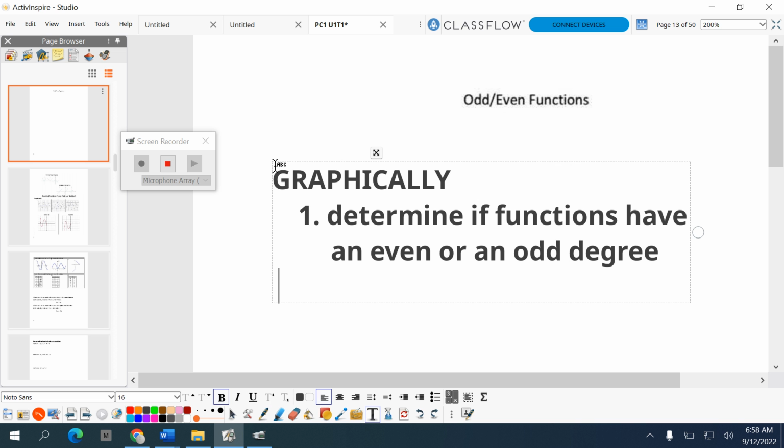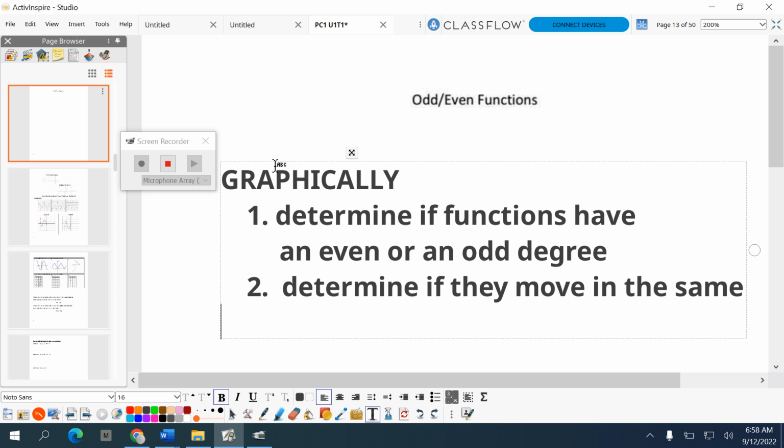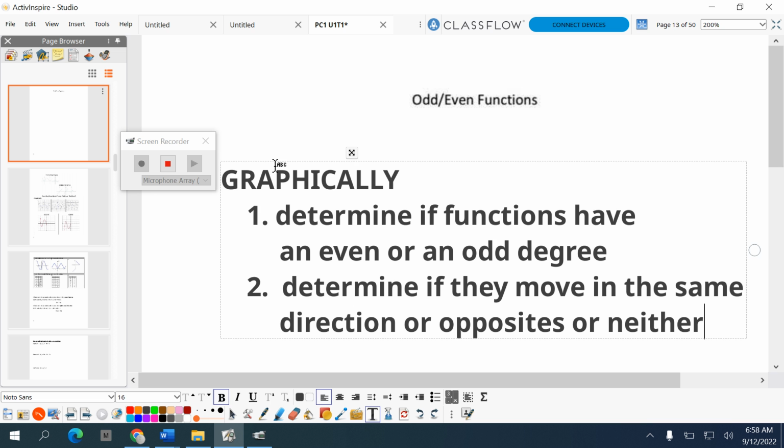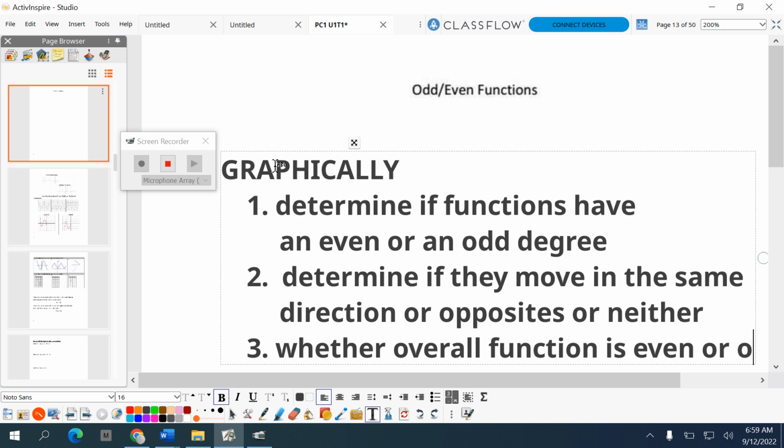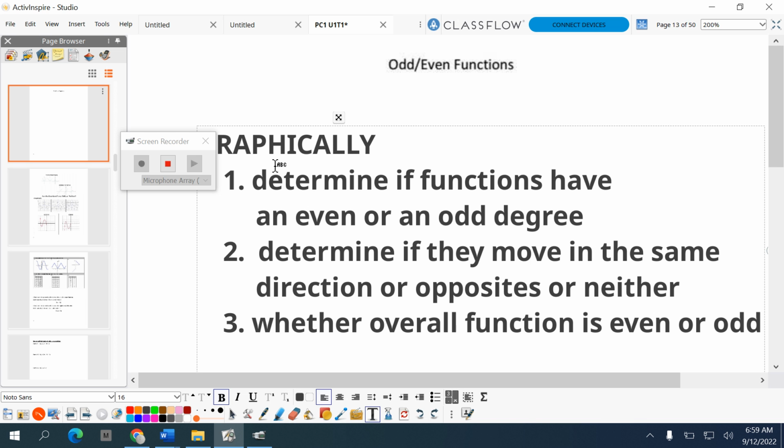Number two, we will determine finally if they move in the same direction, or opposites, or maybe even neither, right? And lastly, what we want to determine graphically is whether the overall function is even or odd. So there's the degree, there's the direction, and whether the overall function is even or odd.